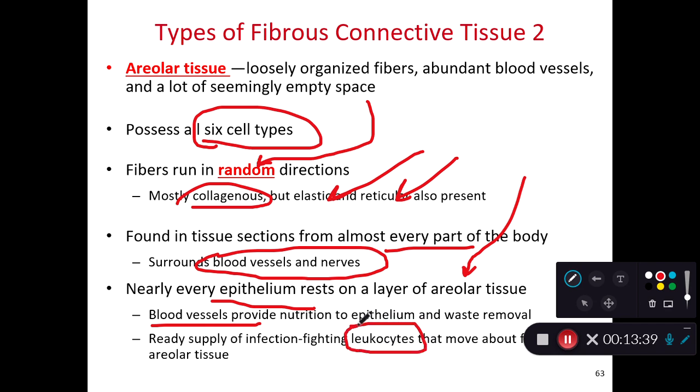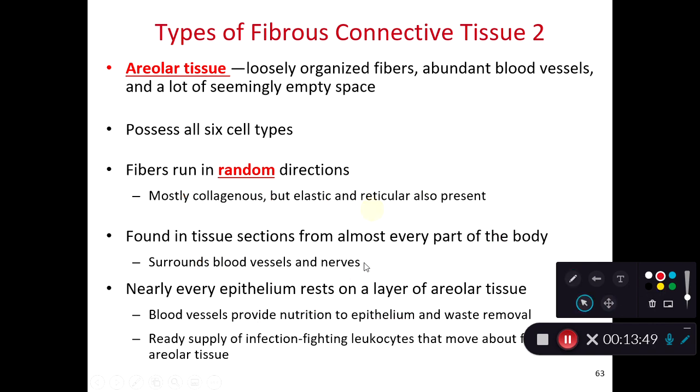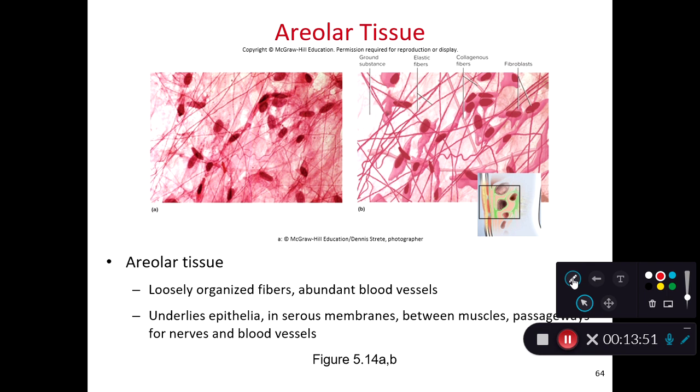So because we have areolar tissues all over our bodies, and those areolar tissues have lots of leukocytes, we in effect have white blood cells, leukocytes, roaming our bodies, constantly trying to get ready to fight off infection.